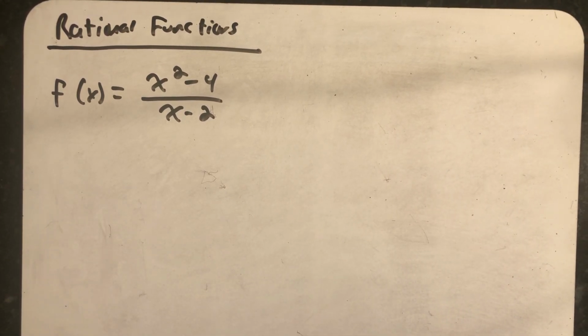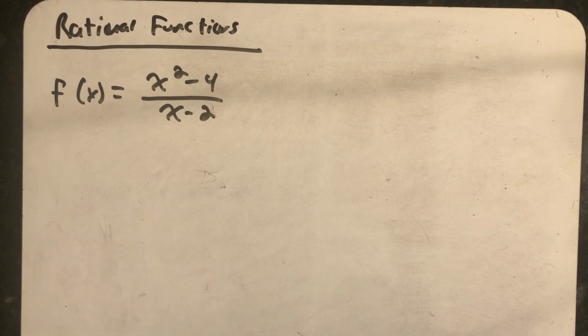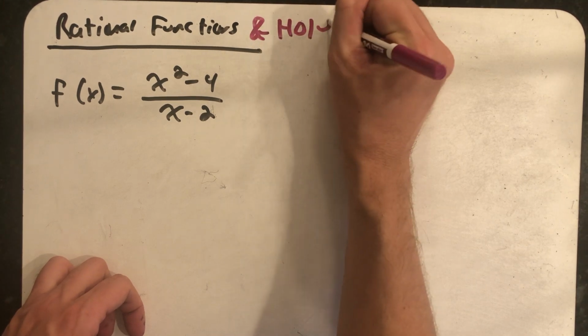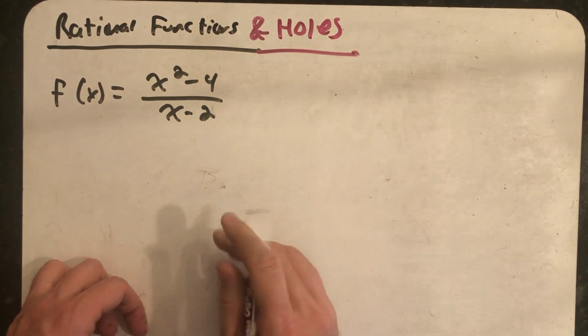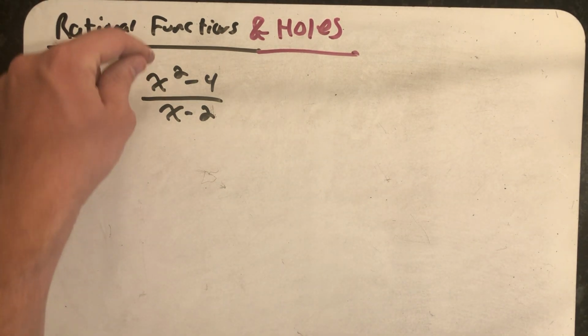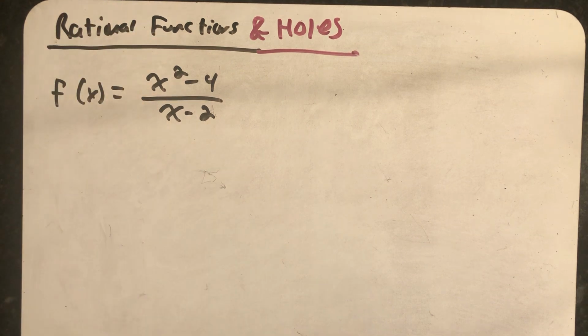In the last two videos, we have met vertical asymptotes and horizontal asymptotes for rational functions. This video is all about rational functions and holes in the graph. If I look at this rational function, I can tell right away that there's no horizontal asymptote because the degree of the numerator is larger than the degree of the denominator.